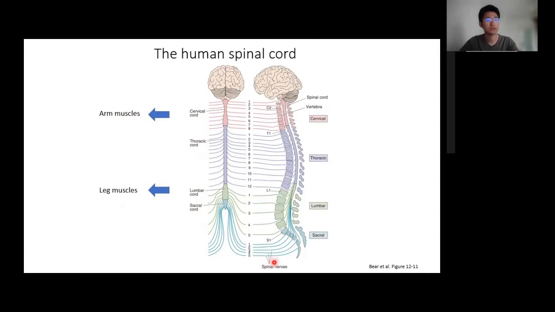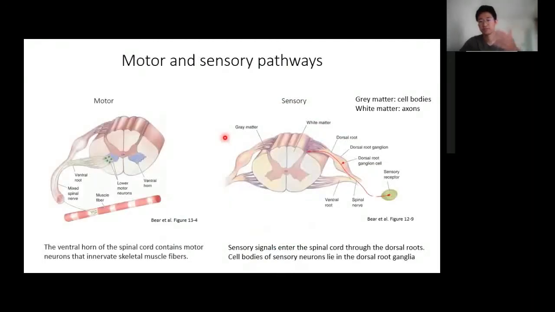I also want to explain that there are spinal nerves. This is not a single nerve, but actually a bundle of nerves. The spinal nerves are bidirectional: they transfer signals both from the spinal cord to the muscles and vice versa. This bidirectional system consists of motor and sensory pathways. The motor pathway means signals go out from the spinal cord.